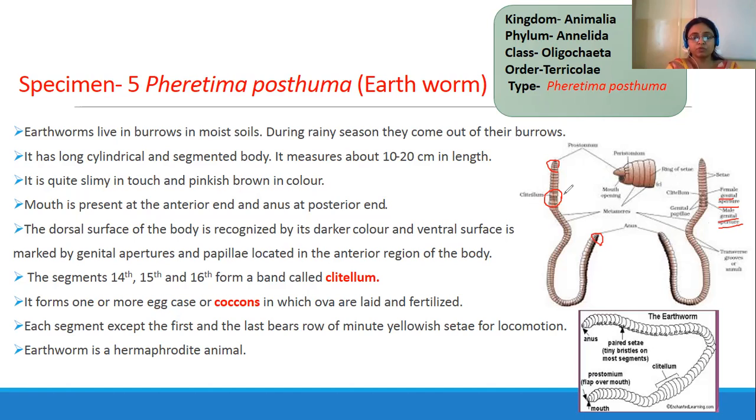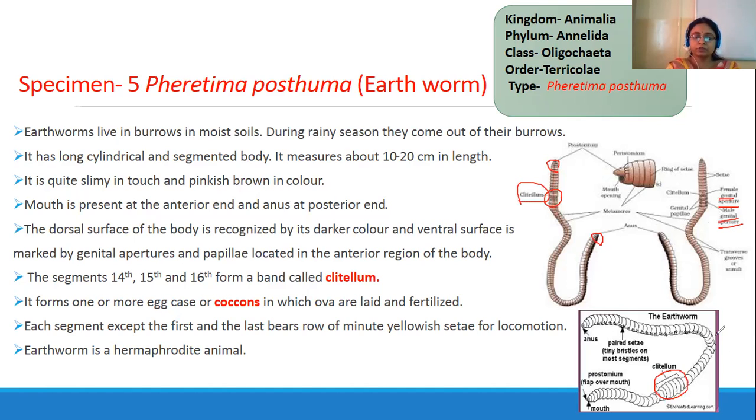And segments 14, 15 and 16 fuse together to form a band. This band is called the clitellum. Here you can see it is a somewhat thick band. It is called the clitellum, which is present on the body of this earthworm.